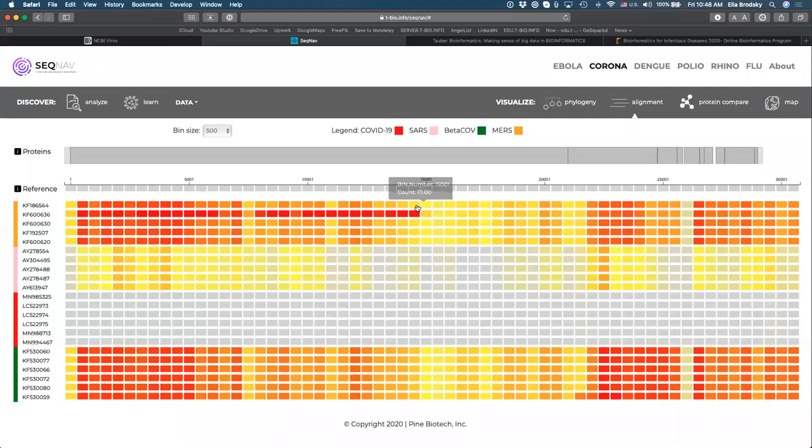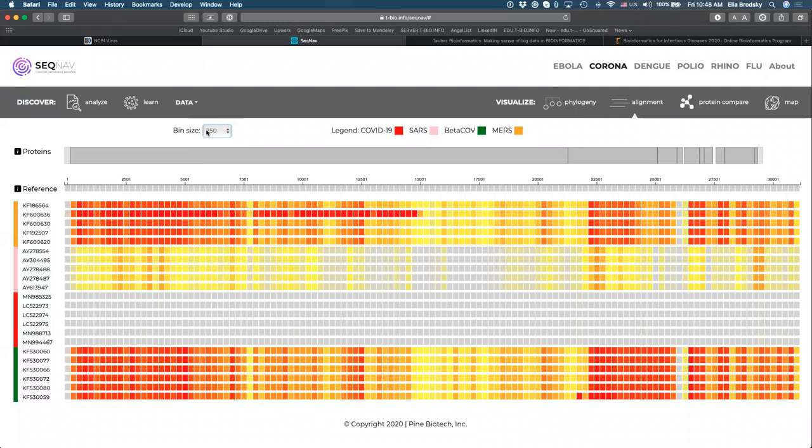And then we did multiple sequence alignment, and here the different colors indicate how the rate of mutation, or accumulation of mutations, could be studied by bins. So here you have a bin size of 500 nucleotides or a bin size of 250 nucleotides. And you can see a detailed characterization of change based on a reference, right?